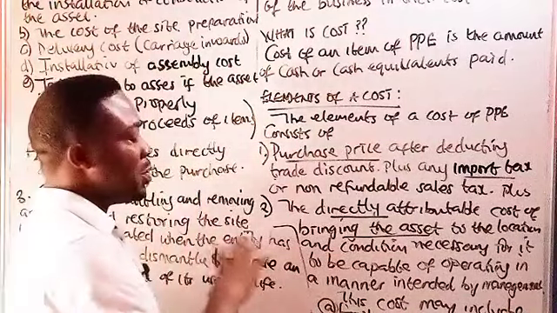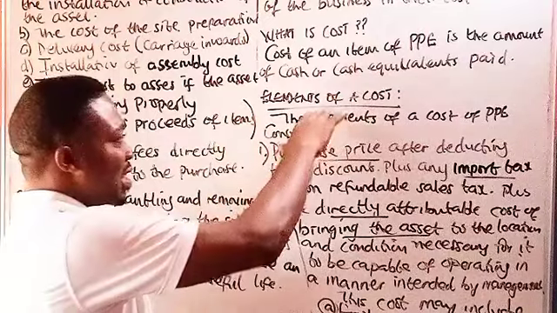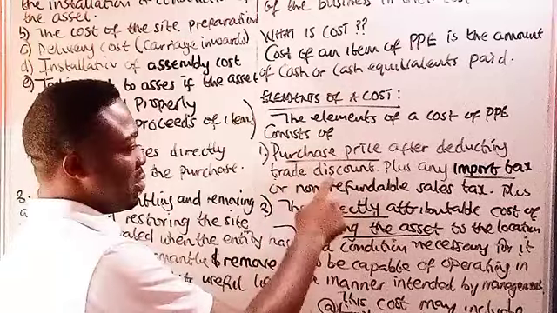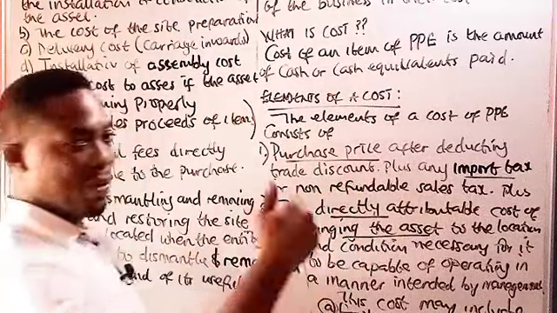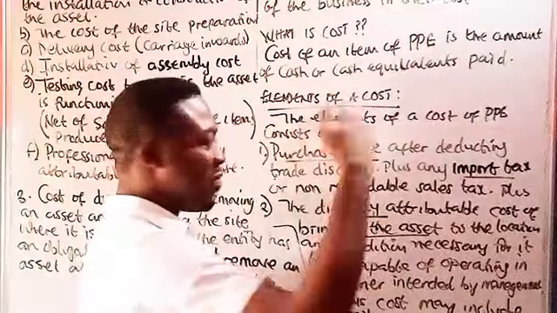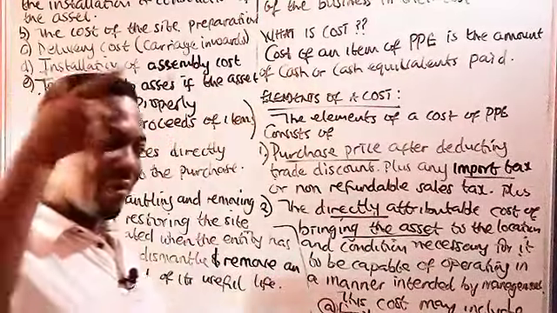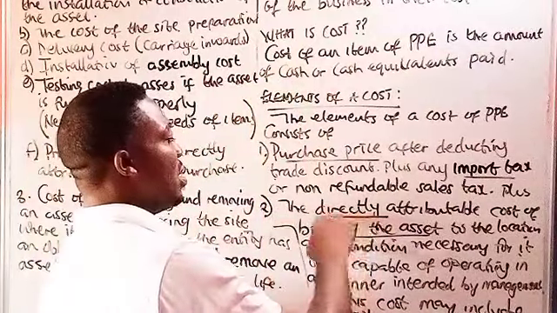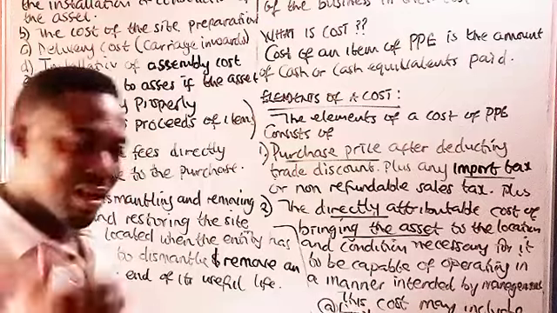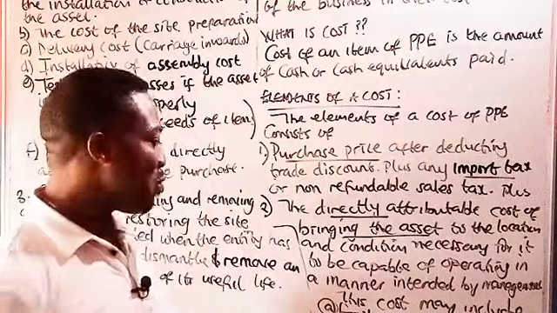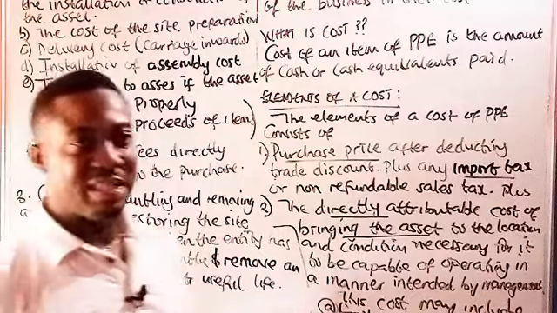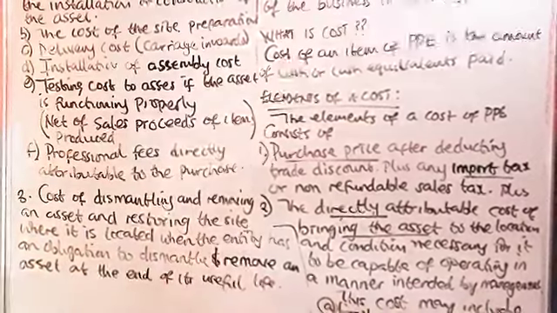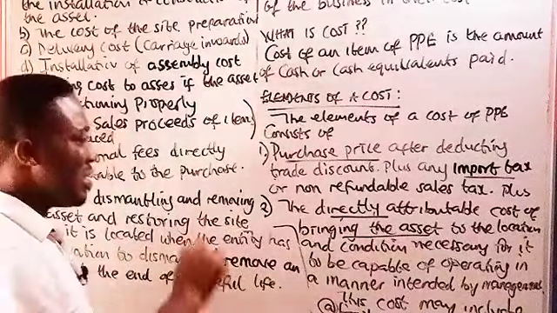So these three items broadly comprise the cost of an item of PPE. Remember the purchase price after you deduct the trade discount. You add any import tax or import duties, or any non-refundable sales tax, like what we call the VAT, which is a non-refundable sales tax. Then number two, directly attributable cost of bringing the asset to the location and the condition necessary for it to be capable of operating in the manner intended, and these are the items that comprise that. And the third one, the cost of dismantling and removing an asset. Okay, so these are the three elements of a cost.